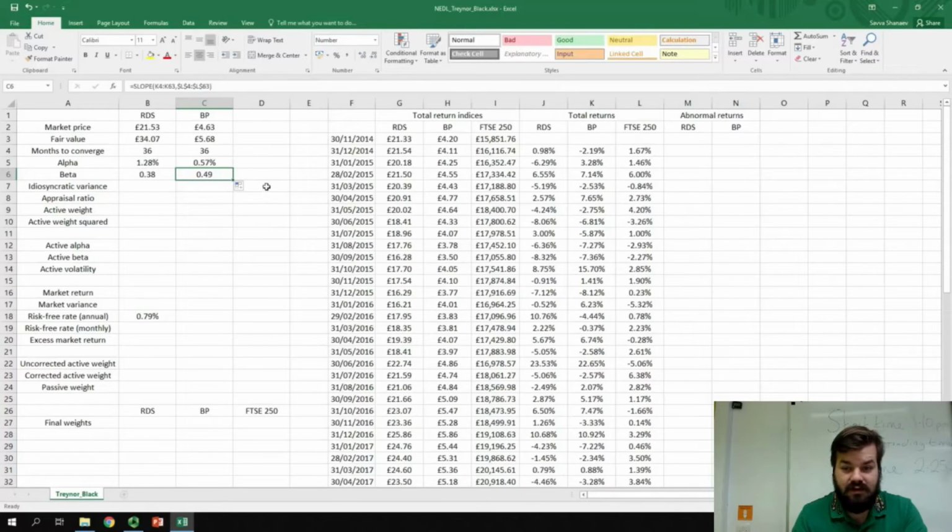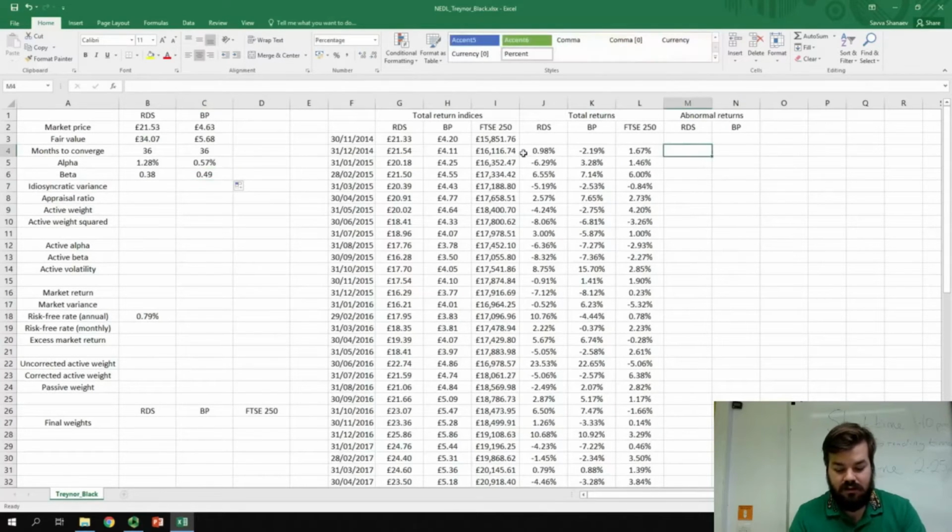To do that, we need to subtract the expected returns of Royal Dutch Shell and BP, for each of the months that we have data for, from the actual observed returns in these respective months. So we subtract the expected return from the observed return.